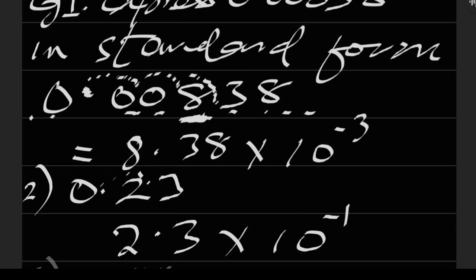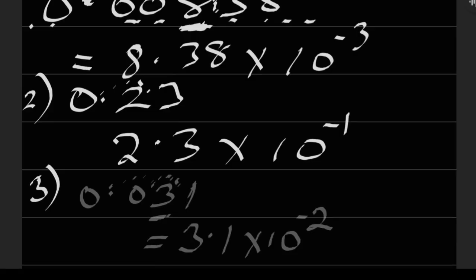Let's solve one more example. Example 3. Express the number 0.031 in standard form. How many times will it move? And where is the first significant figure? The first significant figure is here, 3. It will move 1, 2. So our answer will be 3.1 times 10 raised to the power of minus 2.